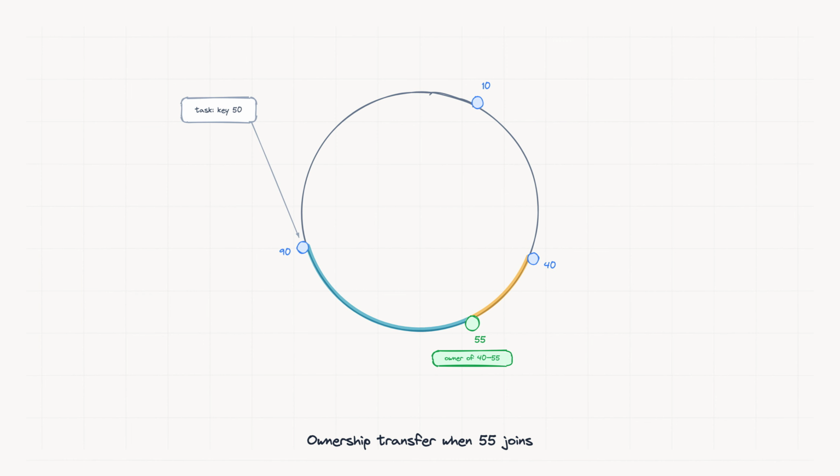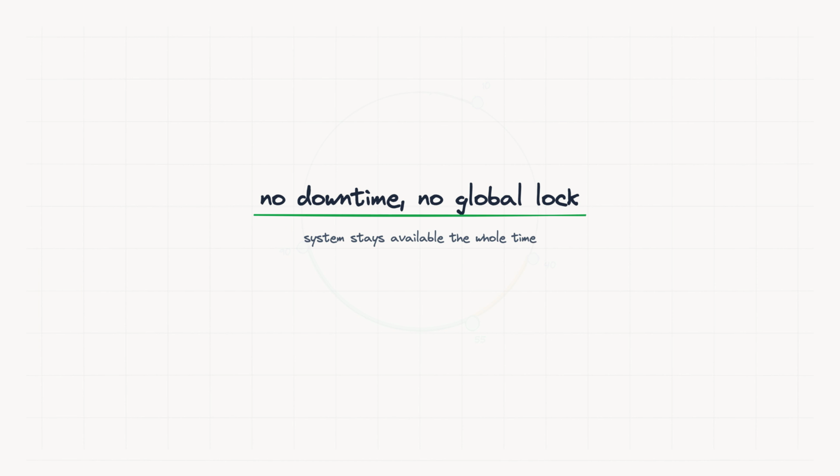Ownership has switched. After the switch, some peers might still have stale finger tables pointing to 90 for keys in 55's range. When 90 gets a task it no longer owns, it can simply forward it to 55. Over time, finger tables refresh and traffic routes to 55 directly. The system stays available during the entire join. No downtime, no global lock.